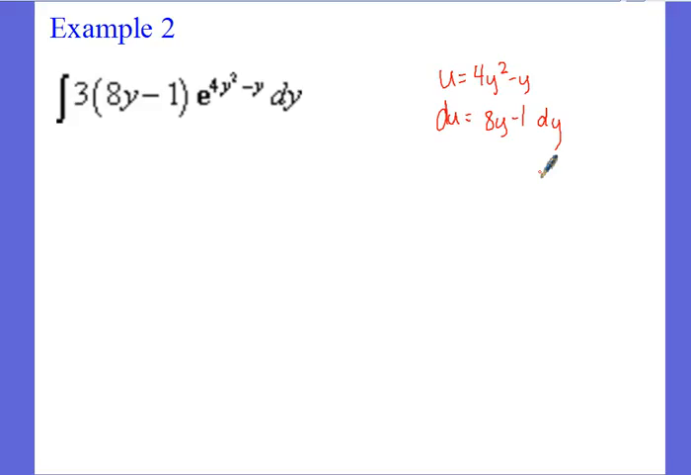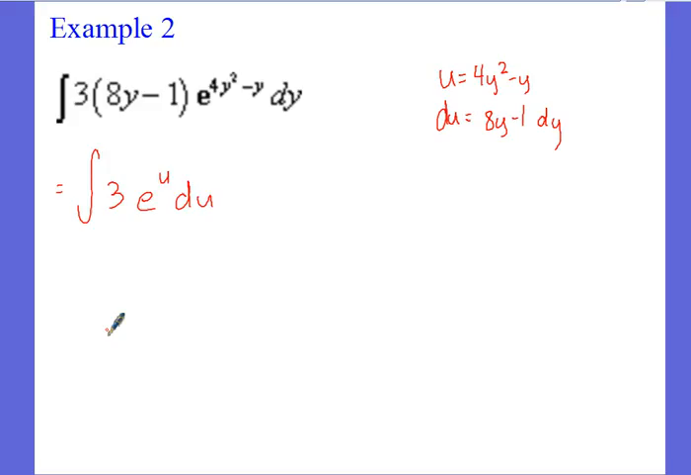Okay? Now I see this is being replaced with a u. I see this is being replaced with my du. What's the problem? There's that 3. So let's look at it. The way I wrote it, it's going to look like this: 3 e to the u du. You good with that?